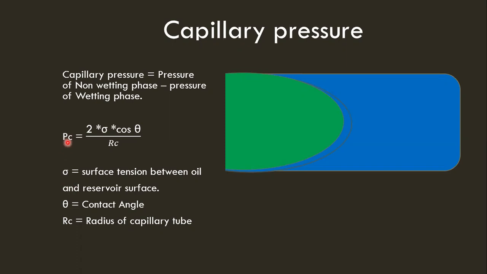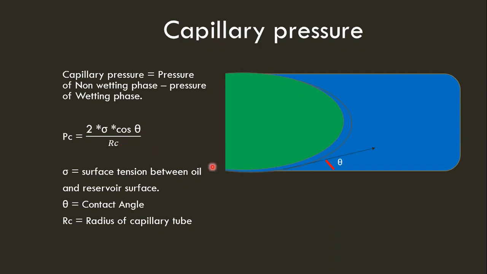Another formula to estimate capillary pressure, if you have certain parameters like surface tension, the tension between rock and any fluid which was present above it, and theta is the contact angle, that is the angle made by the menisci, which is in between oil and water, and RC represents the radius of the capillary tube. I'm going to show you in a diagrammatic way, so you will understand. If you have these values, then you can estimate PC as 2 sigma cos theta by RC. So let us see what is theta, what is RC.